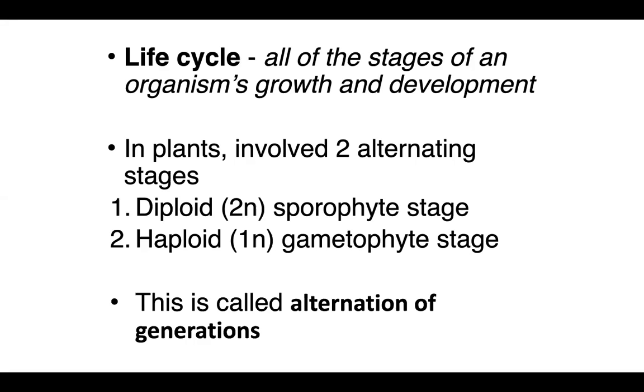This life cycle is called alternation of generations. But I just want to make it clear again, when I say alternating stages, I don't mean they go back and forth multiple times throughout their life. They will start in one stage and they will move to the second stage. The sporophyte stage is diploid, or 2N, and the gametophyte stage is haploid. The way that I remember that is I just remember gamete is egg and sperm. And we've been learning since last year that egg and sperm are haploid.